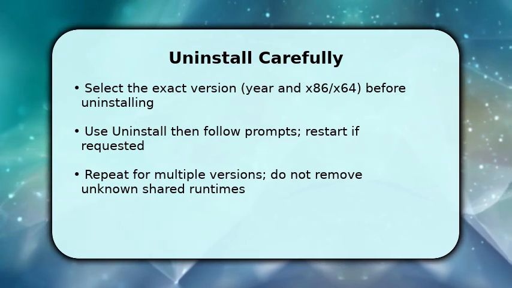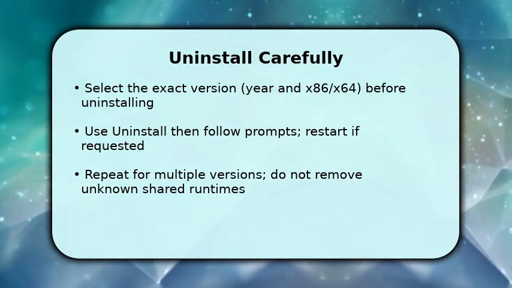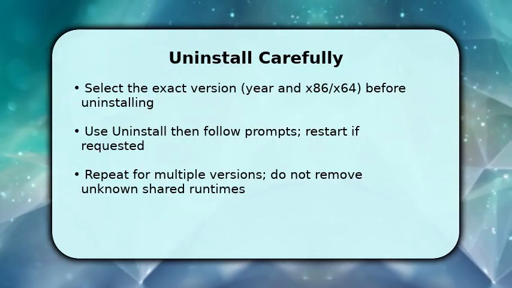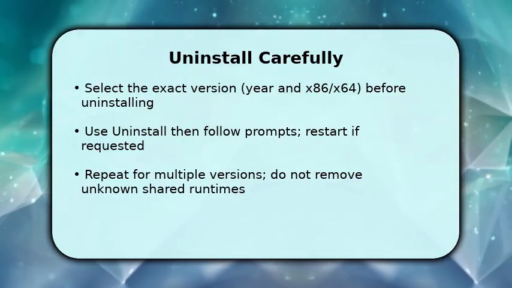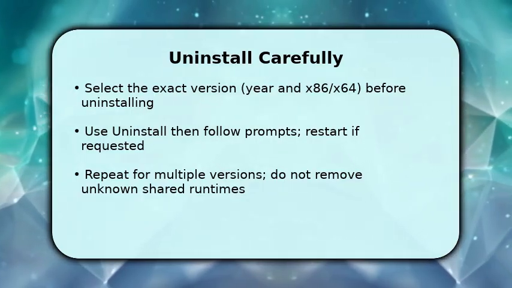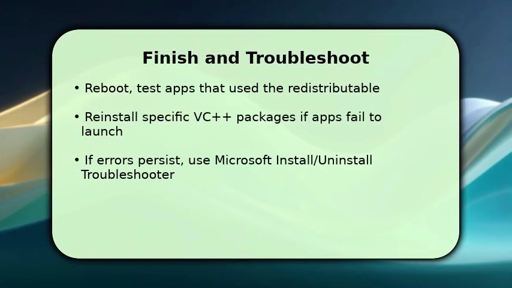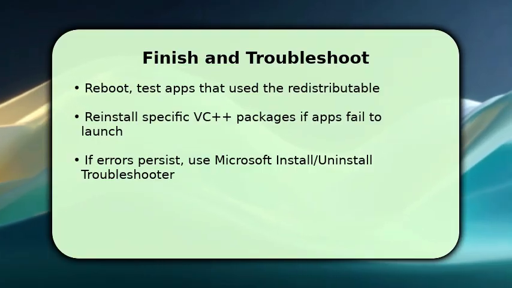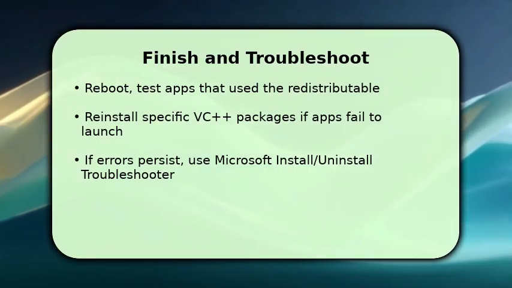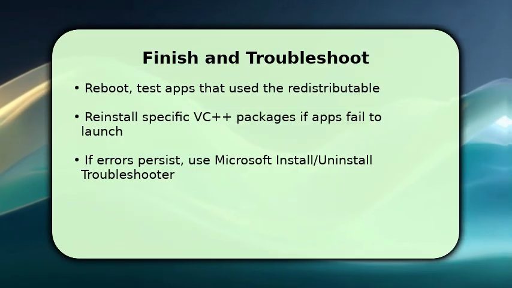If multiple apps depend on a runtime, Windows may warn you. Pause and confirm dependencies before proceeding so you don't break other programs. Finish by rebooting and testing the applications that relied on those runtimes. If an app fails to launch, reinstall the exact Visual C++ redistributable version you removed.